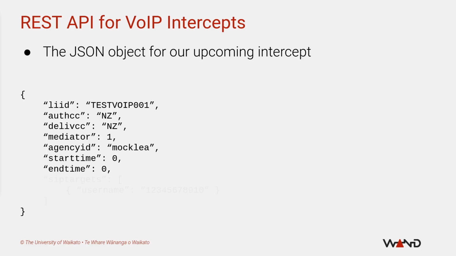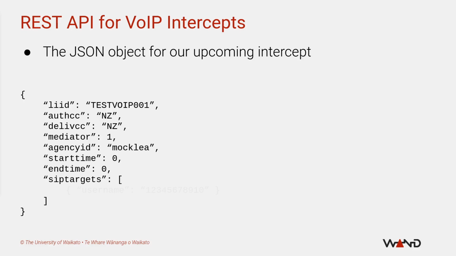Within our JSON object, the values of the time properties are expressed as Unix timestamps to avoid any confusion with relation to time zones or daylight savings time. There are many tools available that you can use to convert between a conventional date and time and a Unix timestamp. A value of 0 for the start time can be used when the intercept is to begin immediately. Setting the end time to 0 will cause the intercept to continue until it is explicitly withdrawn via a delete request.